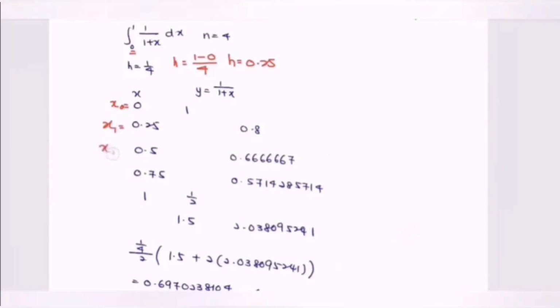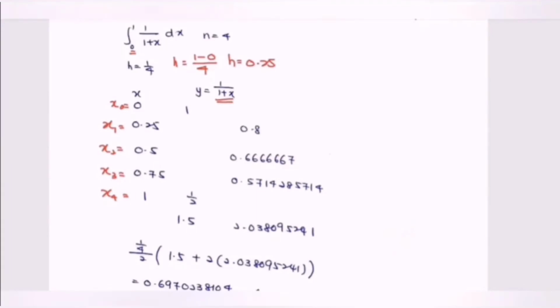Again, repeat, add on the 0.25, so we will have 0.5. Keep on repeating until we have reached 1. So we will have x sub 4. Then make use of the calculator, key in the function 1 over 1 plus x. Then press the value, calculate, substitute x equals 0 until 1.